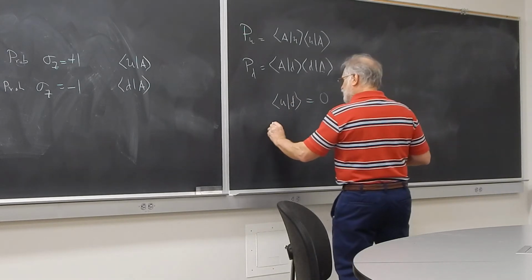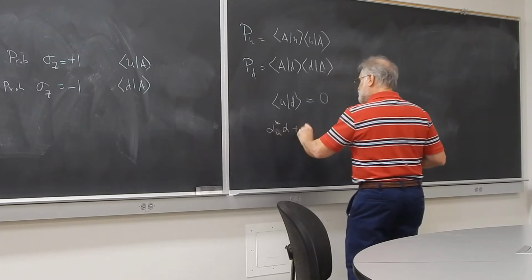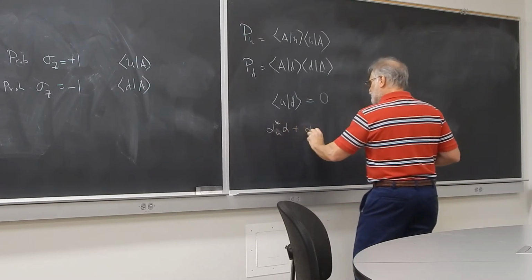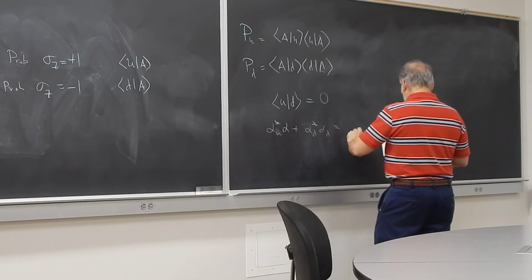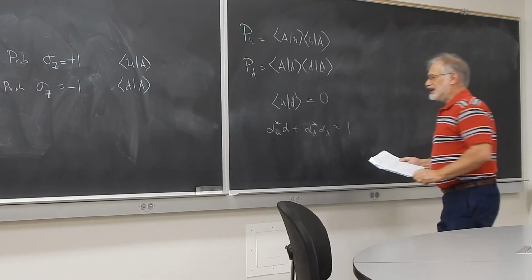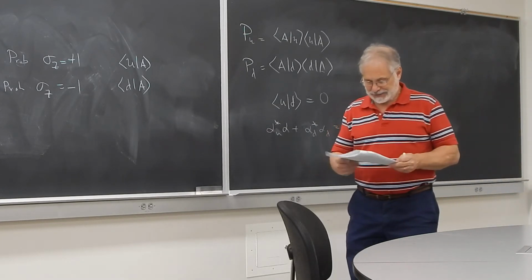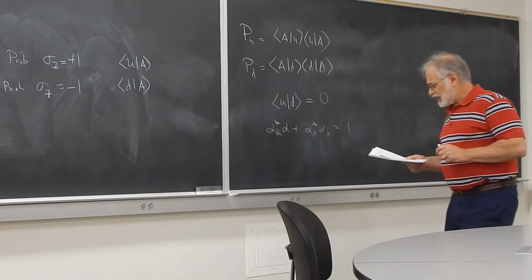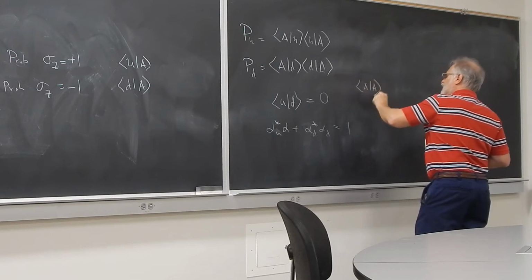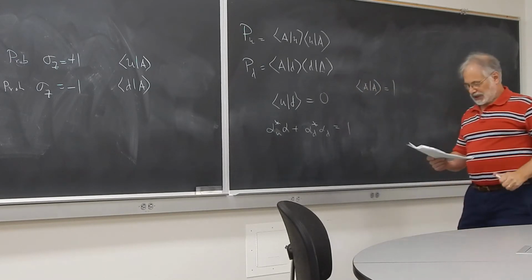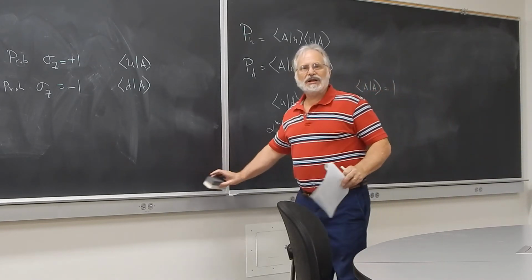Also, to complete the thought, if I add alpha star U alpha U plus alpha star D alpha D, the sum must equal 1. Why? It has to be either spin up or spin down in any case. Which, of course, then means the inner product of A with A is also equal to 1. Okay, so we've done that all along the z-axis.